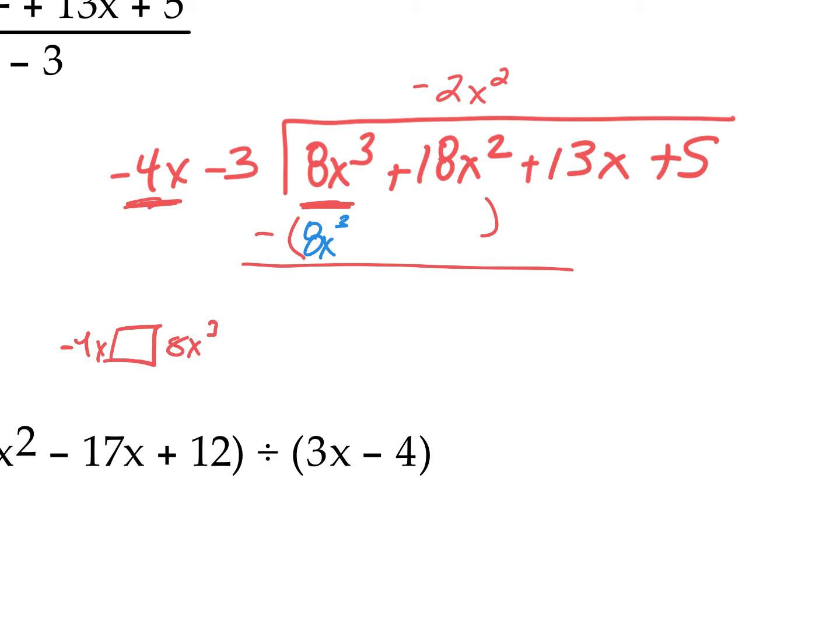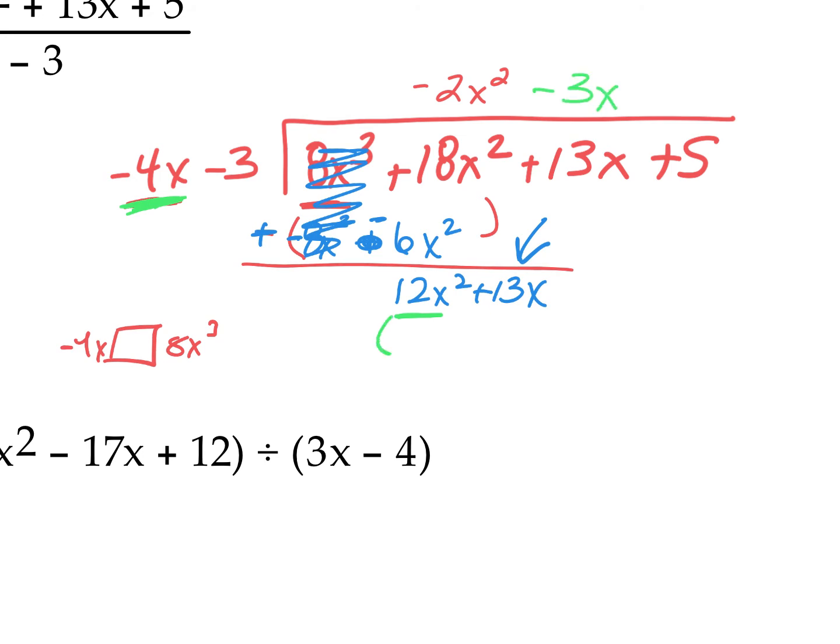What's negative 2x squared times the negative 3? Plus 6x squared. Before I can subtract, what do I have to do? Distribute that negative. So plus, minus. What is 18x squared minus 6x squared? 12x squared. My 8x cubes cancel out, and I bring down my 13x. Now we start the process all over again. Negative 4x into 12x squared. Negative 3x. So get your subtraction ready. Multiply. Negative 3x times negative 4x is 12x squared.